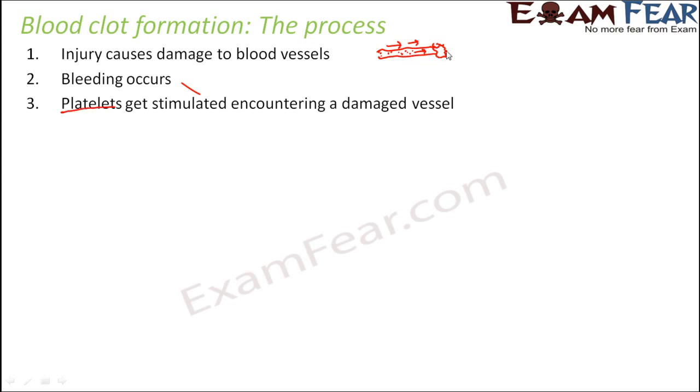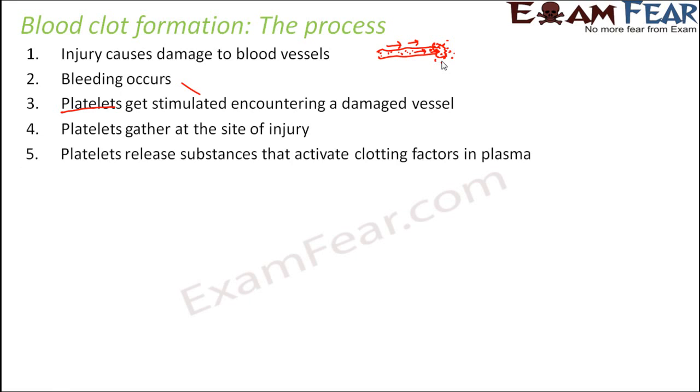Now the platelets, as soon as they encounter a damaged blood vessel, what happens? They get stimulated. So the platelets get activated. Now, as a result, all the platelets start to gather at the site of injury. So, this is the site where the blood vessel has ruptured. That means this is the site of injury. Now, all the platelets start to gather at this point. Now, what happens when these platelets start to gather at this point? A rough clot kind of structure starts forming. So, this initiates the process of clot formation.